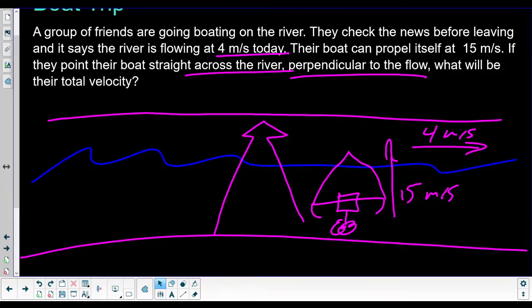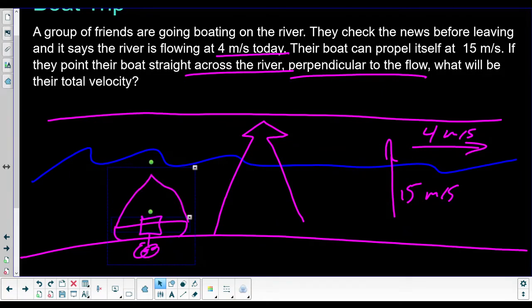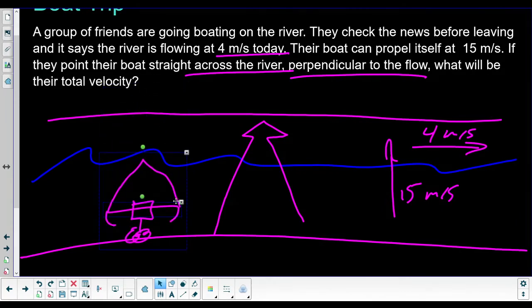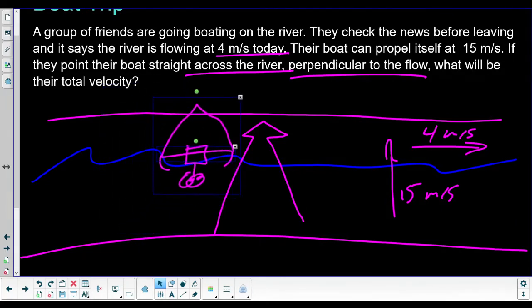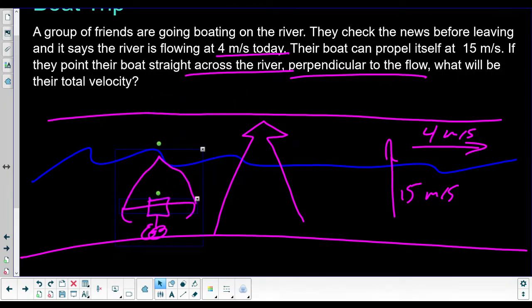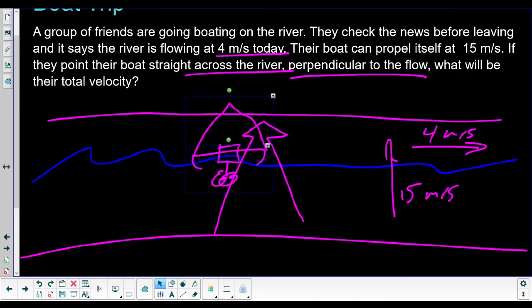If you do this, I don't know how many of you have ever been boating before. If you haven't, maybe you should try and find some friends that have a boat. It's pretty fun. This boat is going to travel this way. Because the river's flowing, it's actually going to drift a little bit because the river is going to apply some kind of force to it and carry it along a diagonal.